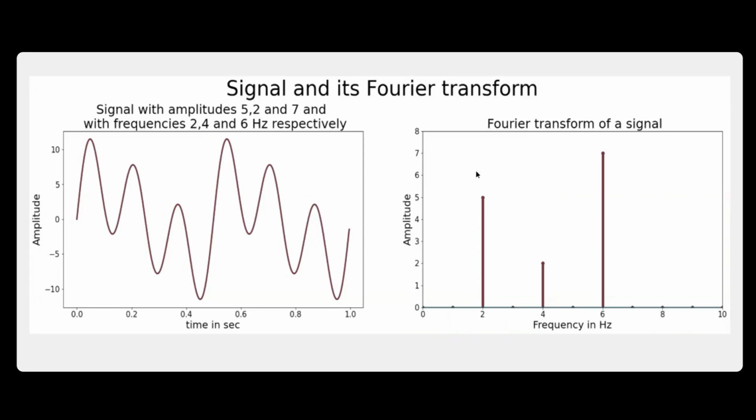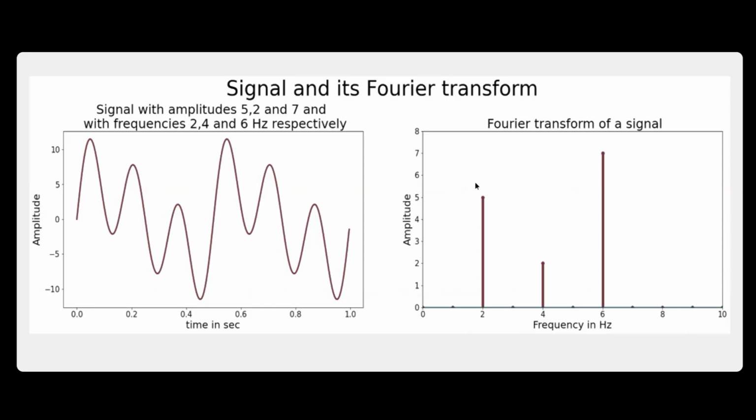And this representation is called the amplitude spectrum of a signal. So the amplitude spectrum of a signal is just the Fourier transform of the signal, because in this representation, we see the similarities at 2, 4, and 6, which are exactly those frequencies that are present in this multiplexed signal. So at 2 Hz, the amplitude was 5. At 4 Hz, the amplitude was 2. And at 6 Hz, the amplitude was 7. And that is exactly what appears in the Fourier transform of a signal.